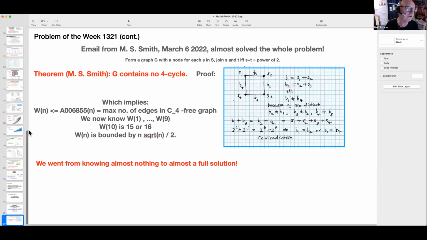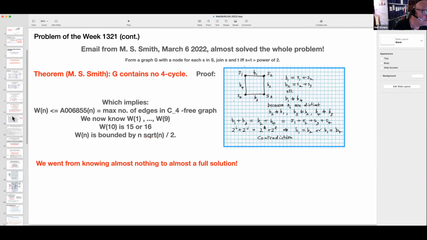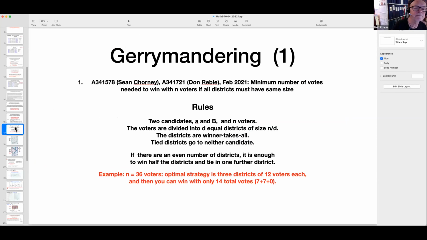All right, let me go back to the gerrymandering. Where are we? Gerrymandering. You all know what gerrymandering is. It's in the newspapers every day. It's extremely important. And the simplest version of the question is, what's the smallest number of votes you need to win, even though you don't have a majority? And here's an example.